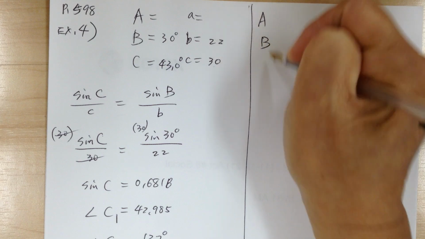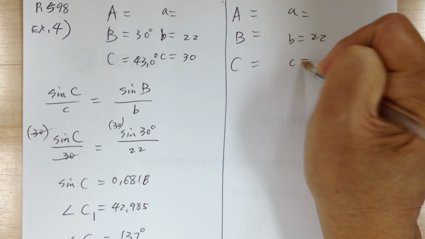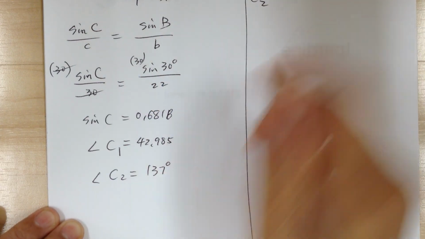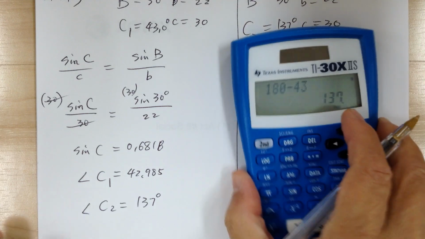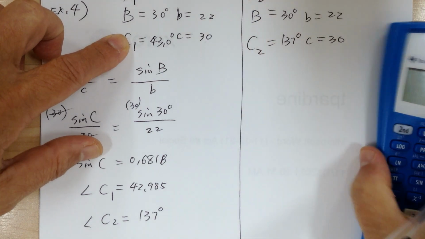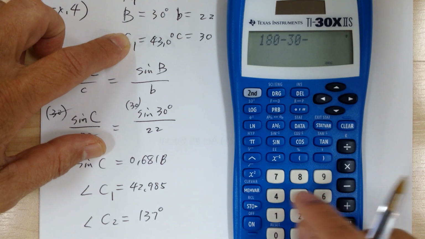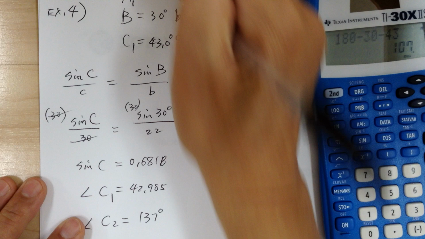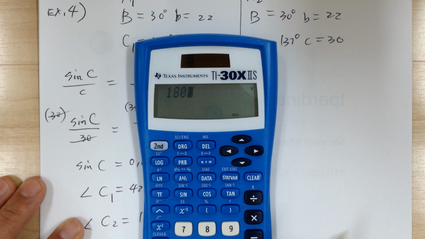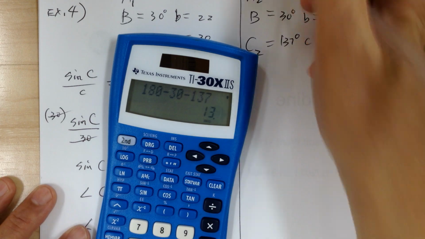Okay, so A, B, C. We got 30 degrees, and so C1, C2. So C2 would be 137 degrees. From here, you can find A1. Let's call this A1, and this is A2. So you got 180 minus 30 minus 43 equals 107. And A2 is 180 minus 30 minus 137 equals 13 degrees.